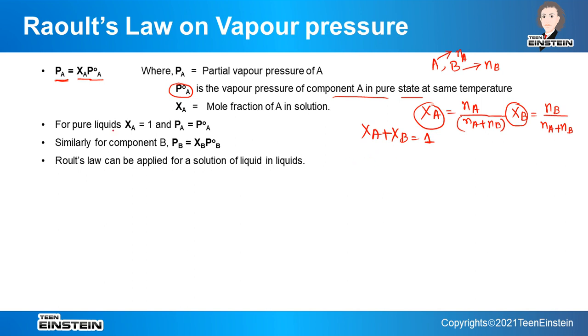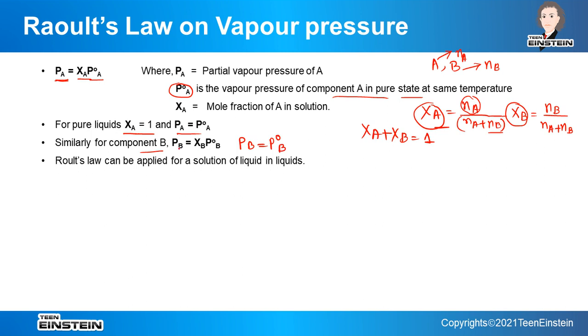It is denoted by capital X, with A or B in the suffix. When it is a pure liquid, that means A is pure, there is no B. In that case, the mole fraction of A will be 1, because all the moles are moles of A. Nb is 0, so obviously the mole fraction is 1. Under that condition, Pa will be equal to Pa naught. Similarly, if you consider that component B is pure, that is, there is no liquid A, in that case Pb will be equal to P naught B.